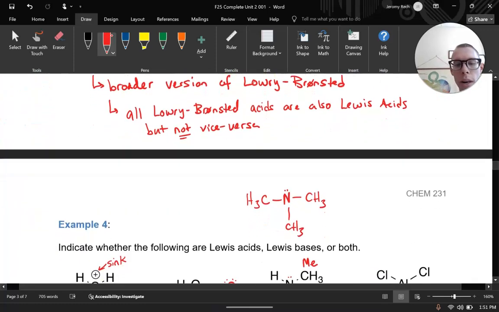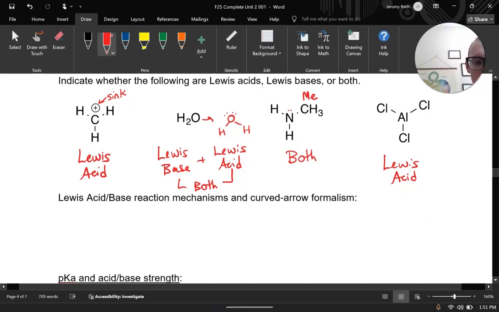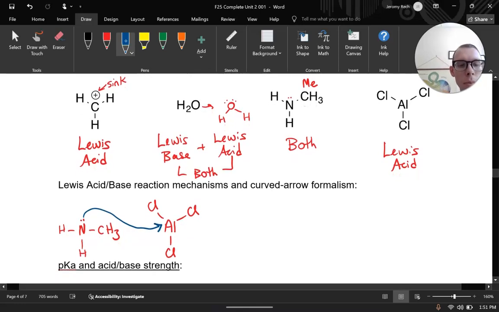So for example, if we wanted to show a different one, we can show with some of the ones above. If we show our structure that can be both attacking our aluminum chloride, which can only be an acid, we can show a curved arrow going from that nitrogen to that aluminum. This would form a complex, so I only have one set of arrows. That's one slightly unique thing that you'll have in the Lewis acid.